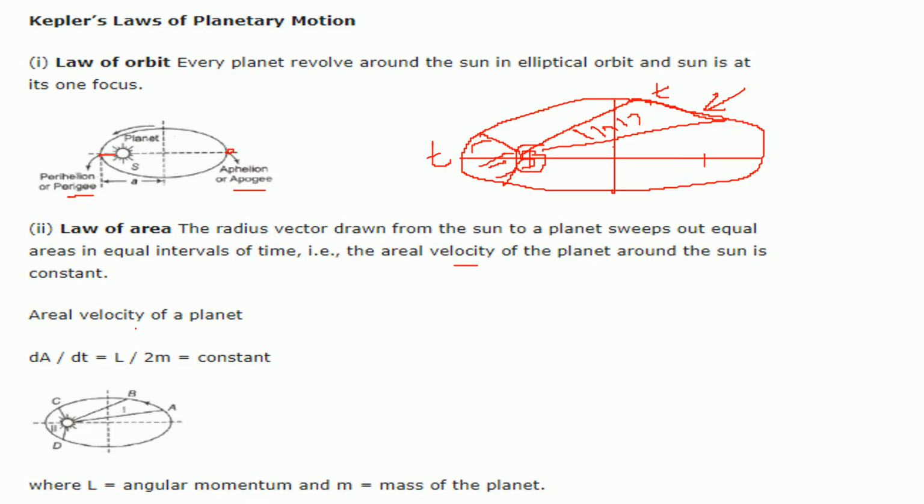So the areal velocity of a planet, dA by dt, area per unit time in terms of derivative, is L by 2m, which is constant. L is nothing but the angular momentum and m is the mass of the planet.